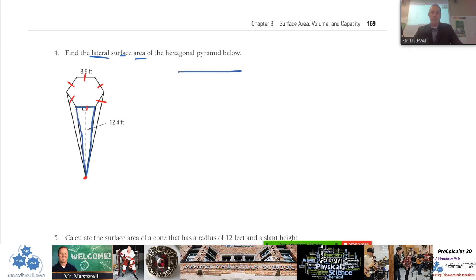Now, I'm going to just blow that up here, just redraw it over here. And what am I given? Well, I'm given the fact that you can assume this to be a regular hexagonal pyramid, which means that all sides are the same length. So this is 3.5 feet. You see that? Okay? So this side right here is 3.5 feet because each of these 6 sides are 3.5 feet. So that's the base of the triangle.